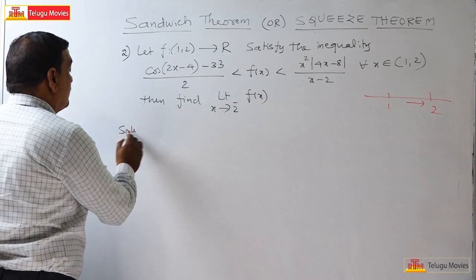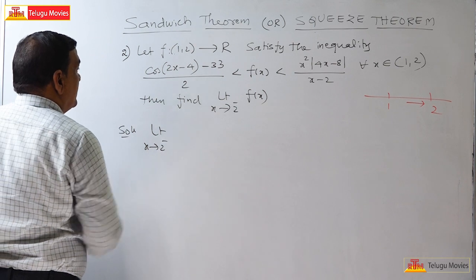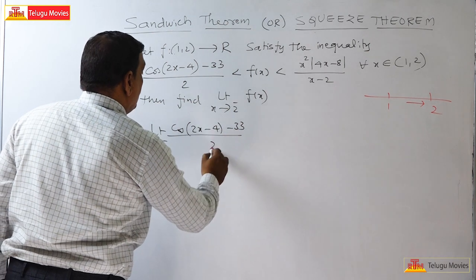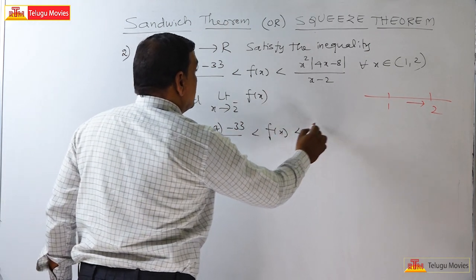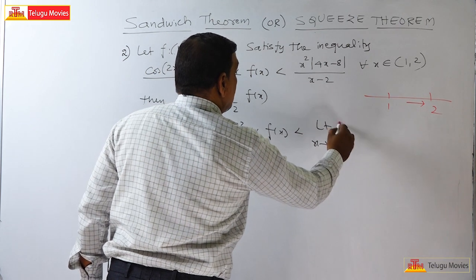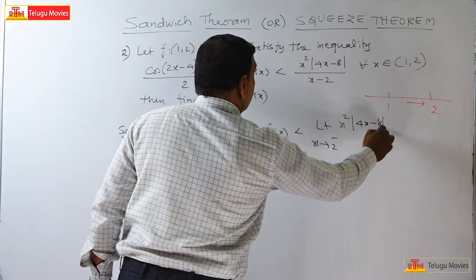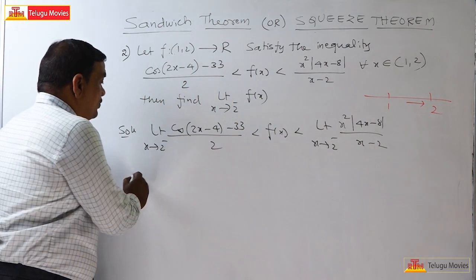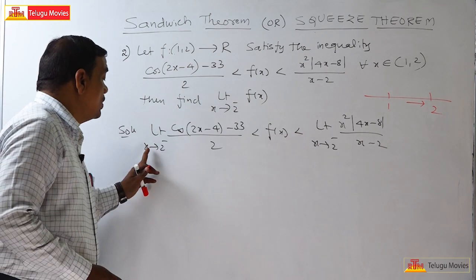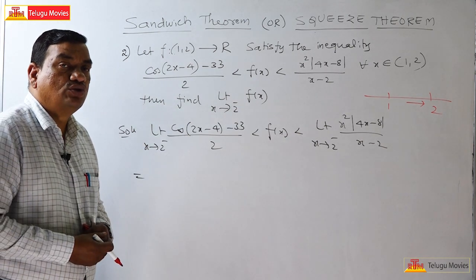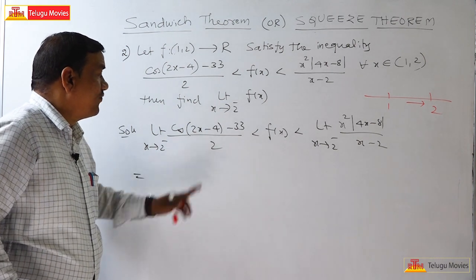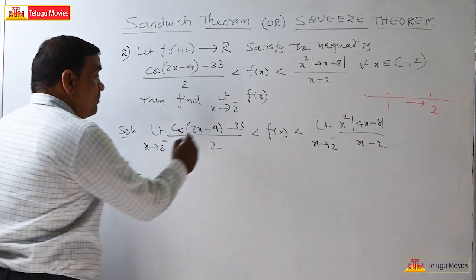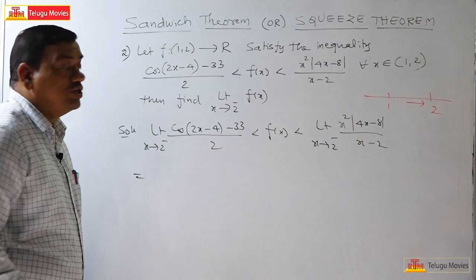See the solution. The limit as x tends to 2 minus of cos of (2x minus 4) minus 33 upon 2 is less than f of x, which is less than the limit as x tends to 2 minus of x square modulus of (4x minus 8) by (x minus 2). This we can calculate very nicely. Substitute 2: 2 twos are 4, 4 minus 4 is 0, cos 0 is 1, 1 minus 33 is minus 32, minus 32 by 2 is equal to minus 16.